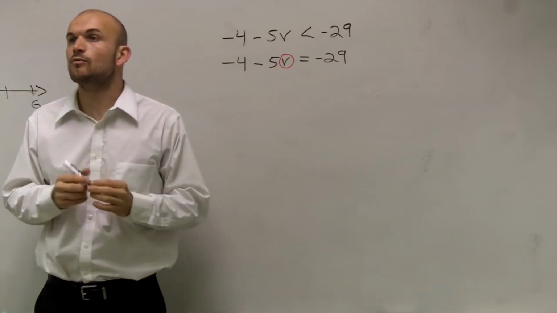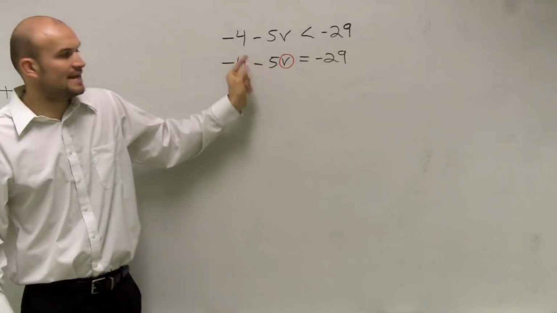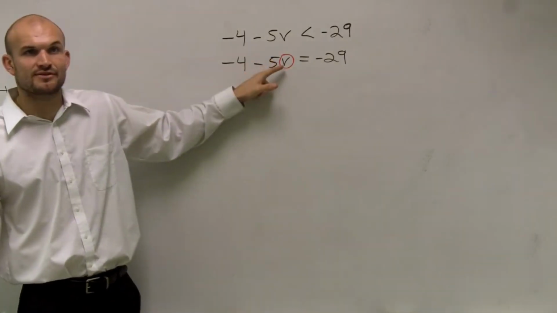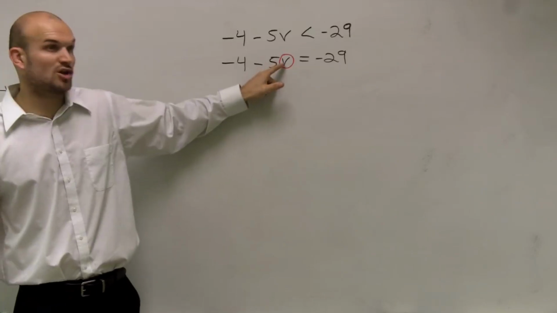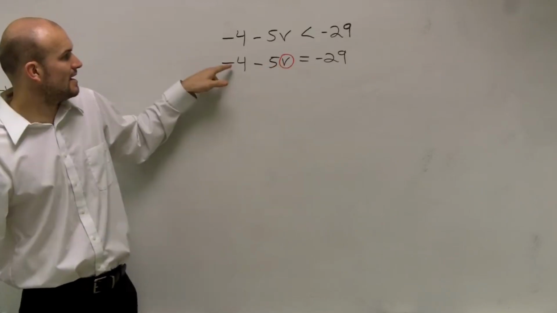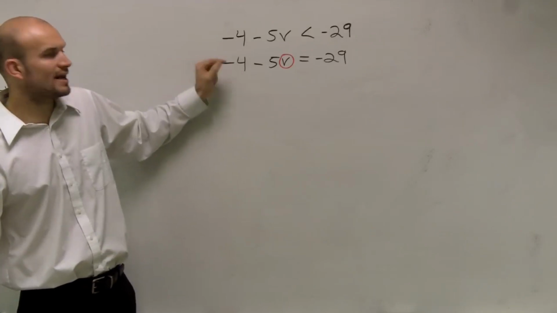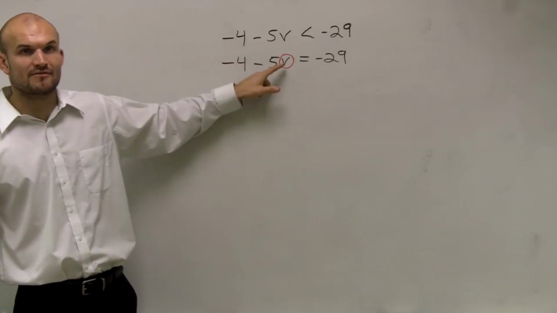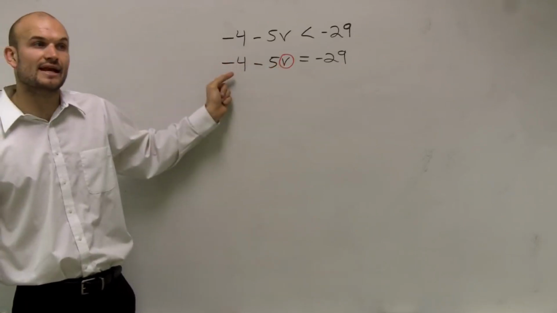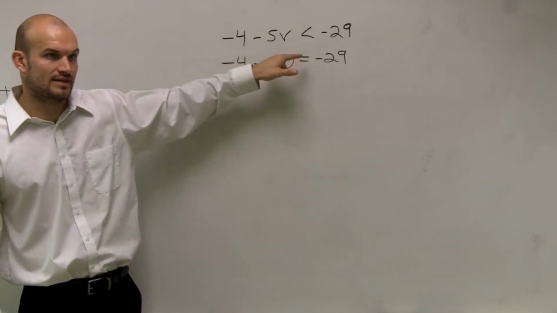Then we need to determine what are those two numbers doing. Okay? So -5, since it's right next to the v, is multiplying. So we say -5 is multiplied by v. Then I have a -4. And what I can say is my 4 is being subtracted from my v. All right, since it's a -4, I'm taking 4 and subtracting it from v.